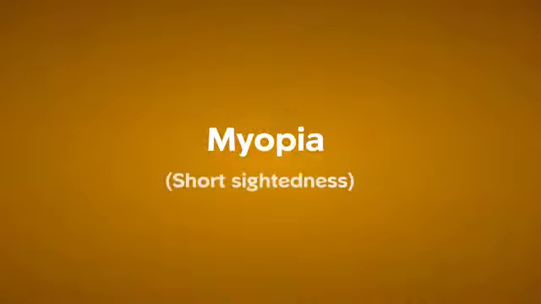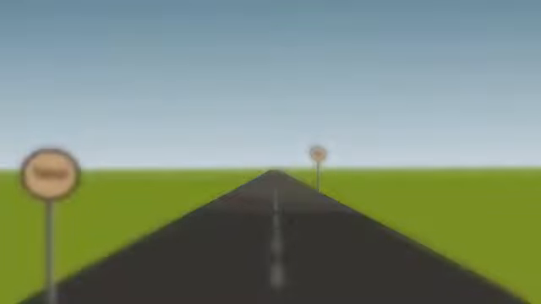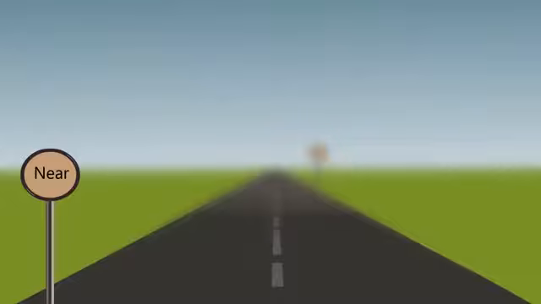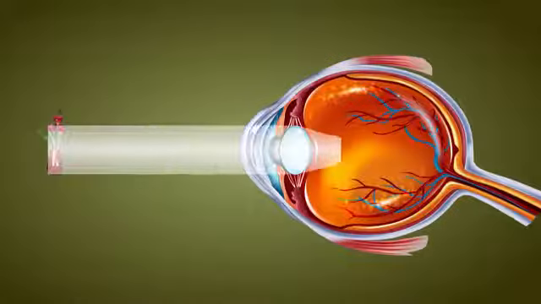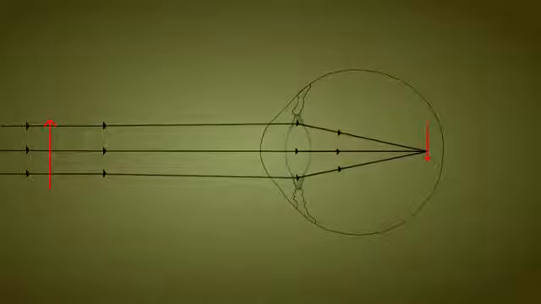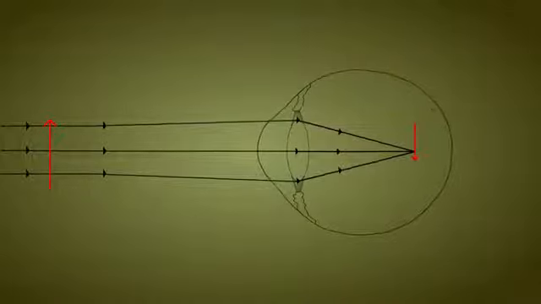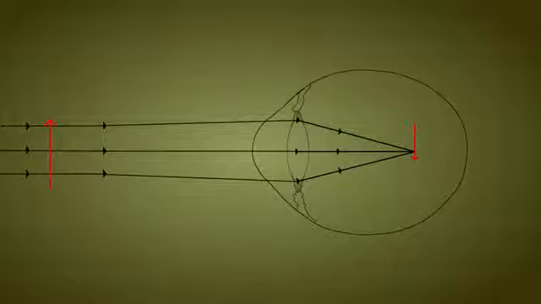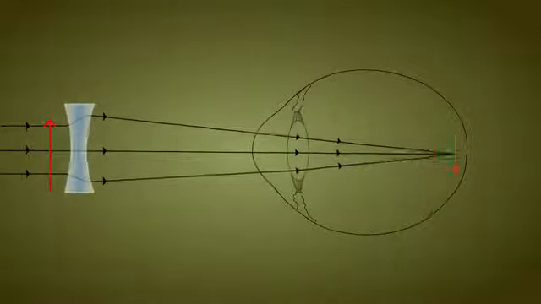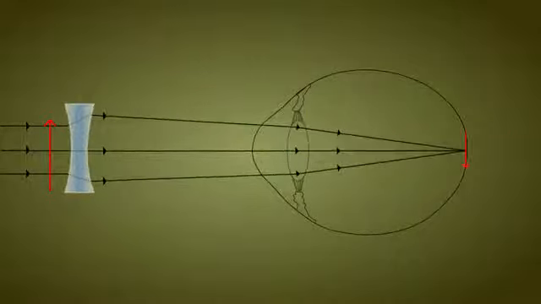The next defect is myopia or short-sightedness, in which distant objects cannot be seen clearly as the image is formed in front of the retina. This defect may be due to the increase in curvature of the lens or due to the increase in length of the eyeball. This defect can be corrected using concave lens of suitable focal length.